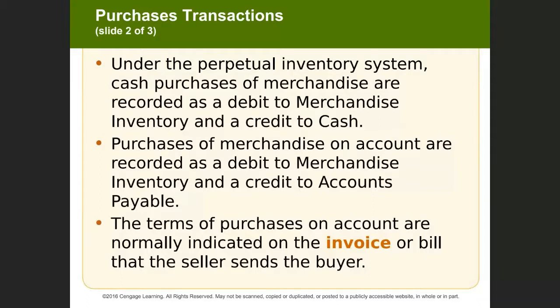Under the Perpetual inventory system, cash purchases of merchandise are recorded as a debit to merchandise inventory and a credit to cash. Purchases of merchandise on account are recorded as a debit to merchandise inventory and a credit to accounts payable. And the terms of purchases on account are normally indicated on the invoice or bill that the seller sends to the buyer.